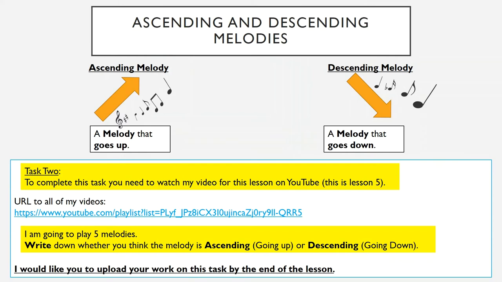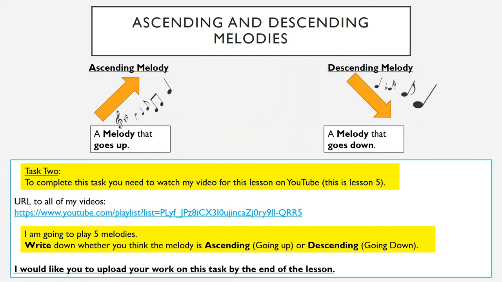Once you have done that, we're looking into ascending and descending melodies. Now, an ascending melody is basically just a melody that goes up, and a descending melody is just a melody that goes down. It's as simple as that. So if you're listening to a melody and the notes of the melody go upwards, that means you're listening to an ascending melody. And if you're listening to a song and the melody goes down, that is a descending melody.